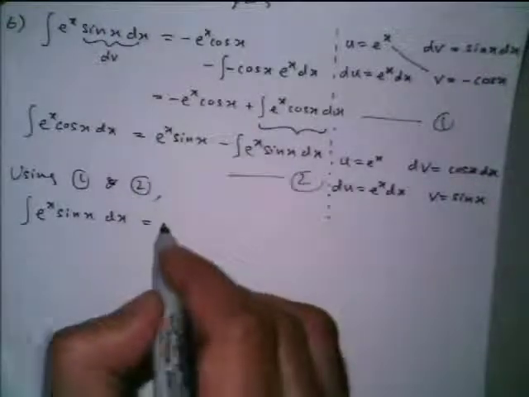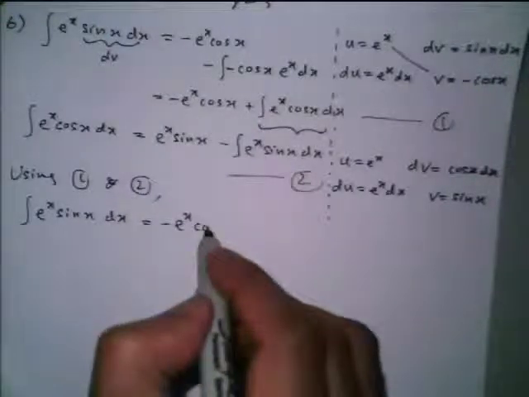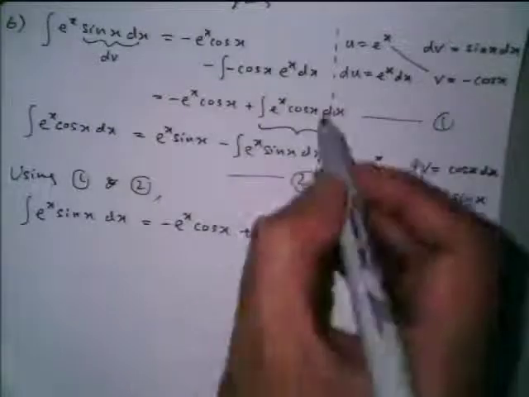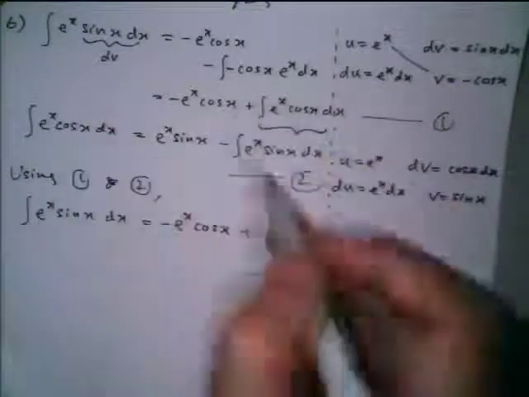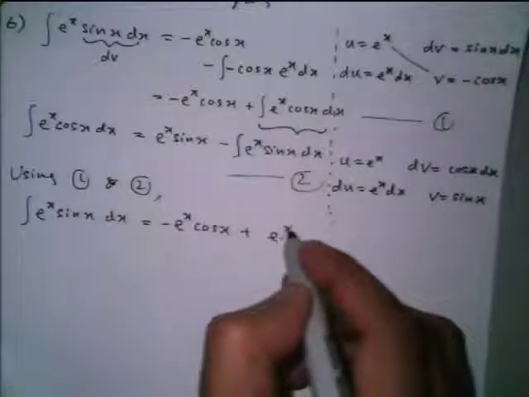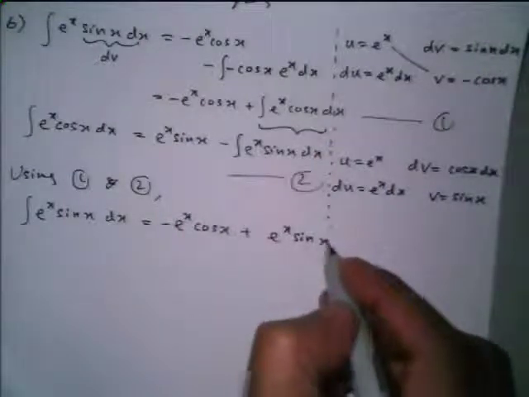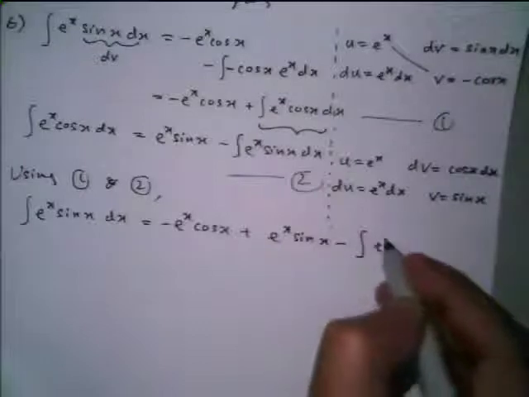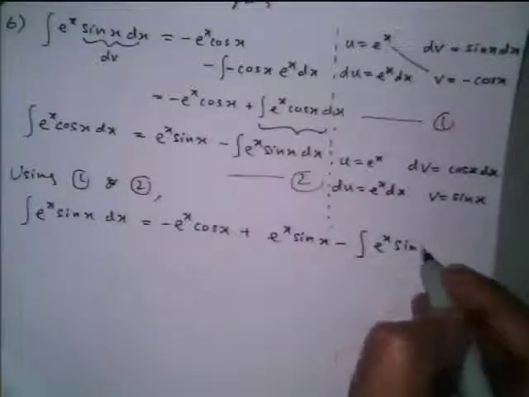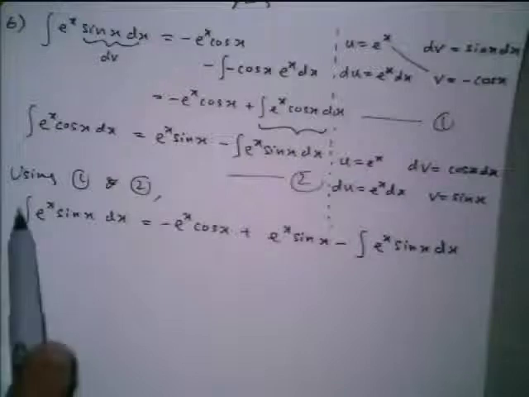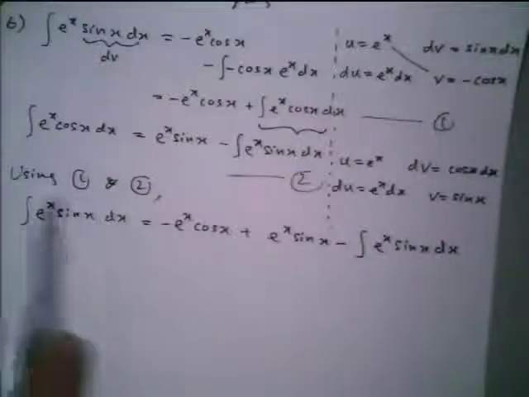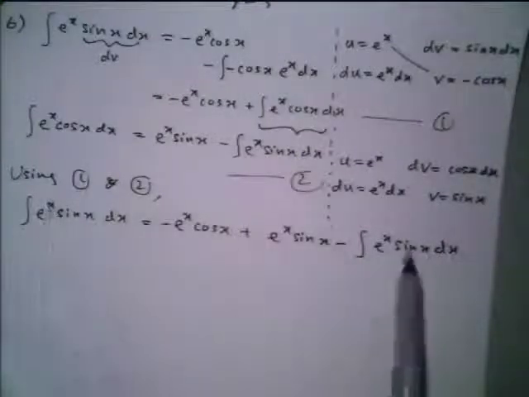minus e^x cos x plus, but for this one, I'm going to write down because they are equal. So I can write e^x sin x minus e^x sin x dx. So now what happened? Do you see something strange now? You can have integrals on both sides, but they are equal.